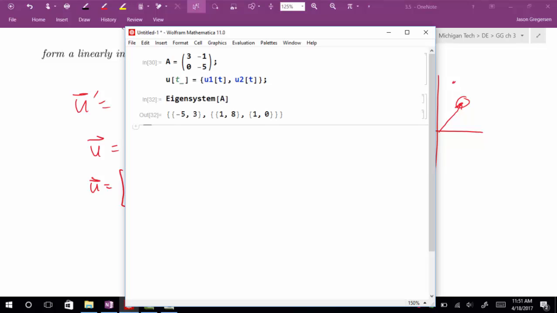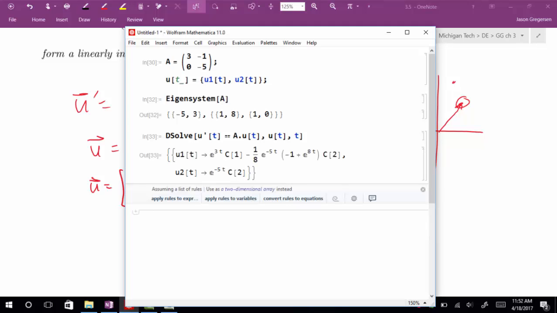Okay. So I can certainly do that, and then I could use my knowledge of differential equations to form what my general solution looks like, knowing what the eigenvalues and eigenvectors are. But I could actually use dsolve directly. Because I've defined my vector u here, I could write u prime of t is equal to a, and matrix multiplication is done with a dot, and say u of t. And then just like any other dsolve command, I have to say what my dependent variable is, my independent variable. And so I should be able to do that and get my solution, right?